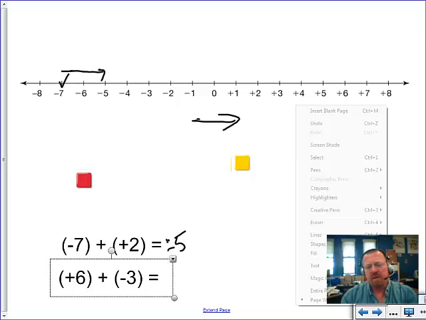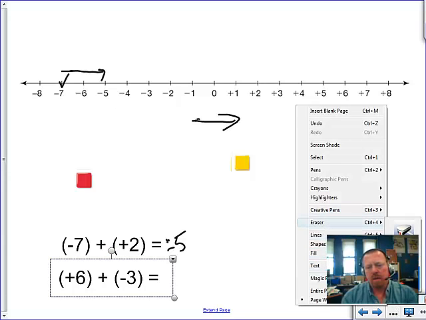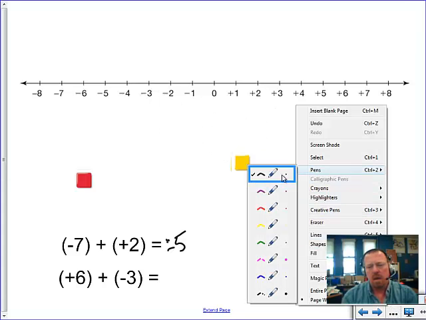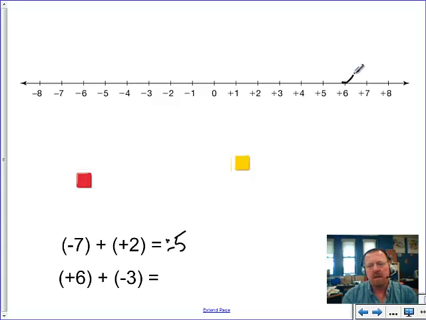On the other question, let me just erase this so it doesn't confuse you. On the other question, we've got plus 6 plus negative 3. Well, we know that negative 3 is going to take us this direction. So plus 6, or positive 6, plus minus 3 takes us 3 this direction. So plus 6, or positive 6, plus negative 3 equals positive 3. Now, I'm going to leave this up there because I'm going to do the same thing with the tiles.